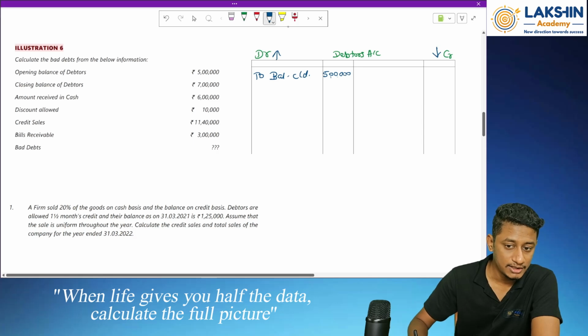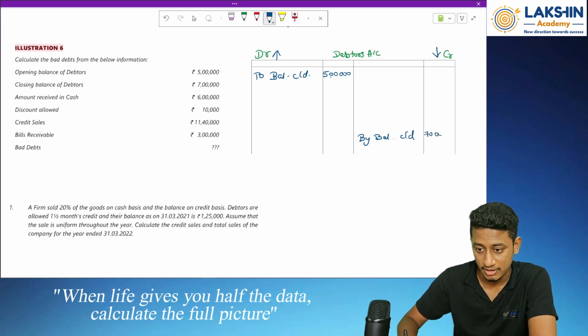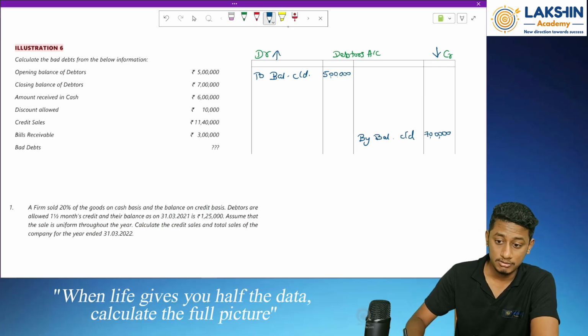5 lakhs. Then closing balance is given to us. So by balance carried down. See, if you have only studied your ledger part, you can understand this chapter, or else it is difficult to understand. Remember this.